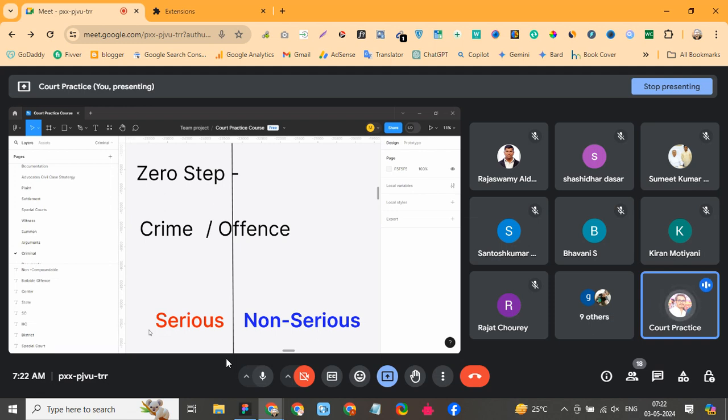So such a differentiation exists between serious and non-serious: in serious in nature, whatever the punishment is, it is more than 3 years, or in the non-serious the punishment is less than 2 or 3 years. These are the two definitions available in the market. Serious means offenses or crimes in which the punishment is more than 2 or 3 years, and in non-serious, the punishment is less than 2 or 3 years. So this is the first part that we should remember.